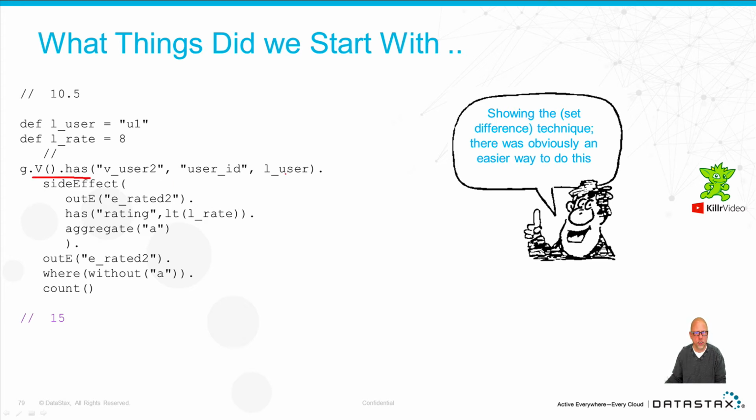G.V, just give me user U1. Side effects. So this is going to give me a data set I can refer to later. It's going to be like a temporary result set in memory. And I'm going to label this result set as A. What is this subset? Remember, we've rated a total of 32 movies. We're going to go out on rated, and we're going to say the rating is less than 8, so that's 17. So this data set is 17.